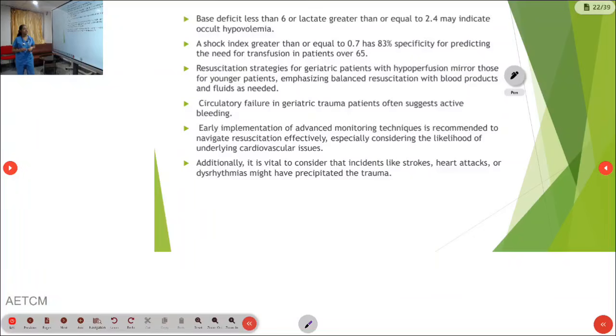Circulatory failure in geriatric patients often suggests active bleeding. So early implementation of advanced monitoring techniques is recommended to navigate resuscitation effectively, especially considering the likelihood of underlying cardiovascular issues. Additionally, it is vital to consider incidents like strokes, heart attack or dysrhythmia that could have precipitated the trauma.